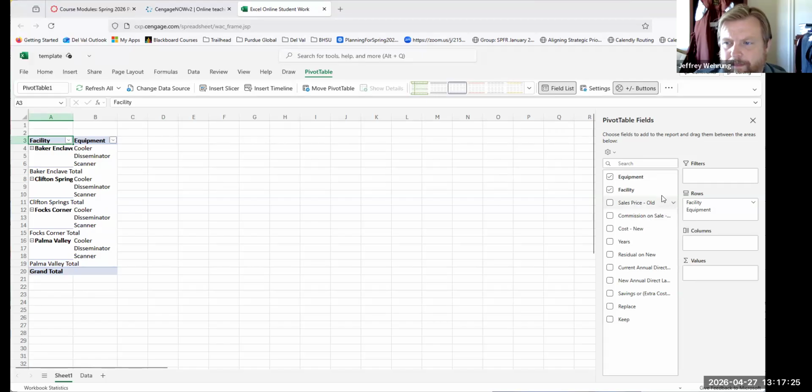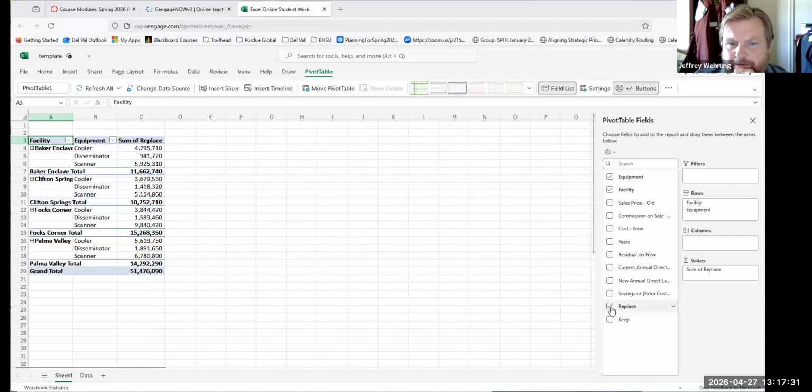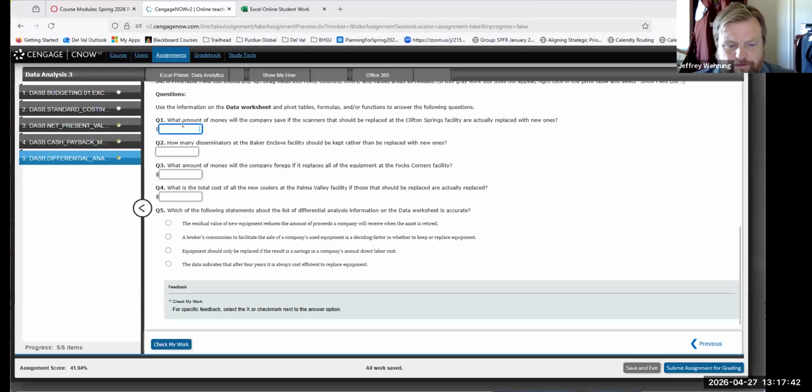And then we just want the ones that are going to be replaced. Actually, I wonder if this will just... Maybe I don't even have to filter it. I just go Clifton Springs scanners. Here, is that all they're looking for? No. What amount of money will the company save if the scanners that should be replaced at Clifton Springs facility are actually replaced with new ones?